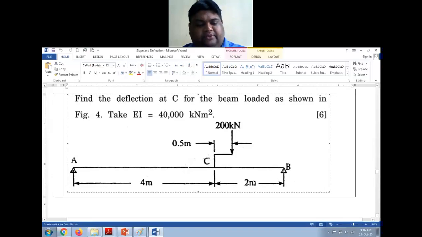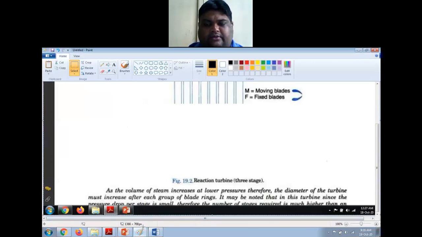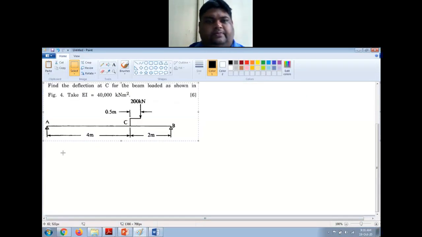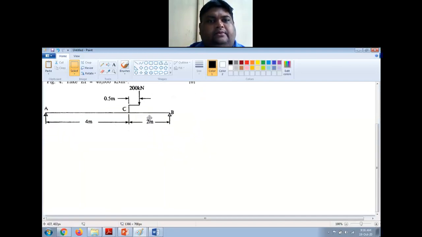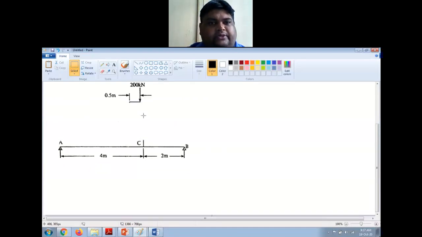Now let me first modify this load diagram, right? So how are we going to modify? I'll just copy this part. I'll just move it here, and this thing I will just delete it.